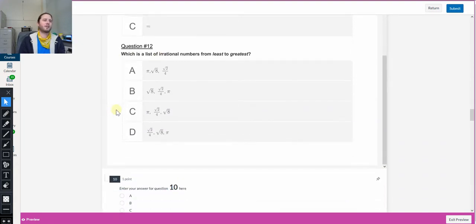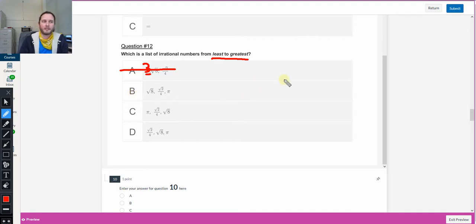And number 12, it wants us to order these from least to greatest. So again, just like that last problem, we have to do some estimating. We have to do some guesswork. So least to greatest. So first of all, pi. Pi is easy. We can round that to about 3. Square root of 8. Whatever square root of 8 is, we know the square root of 9 would be 3. Whatever the square root of 8 is, we know it's less than 3. It's like 2.9. Which is not going greatest to least, or least to greatest. So A is not going to work.